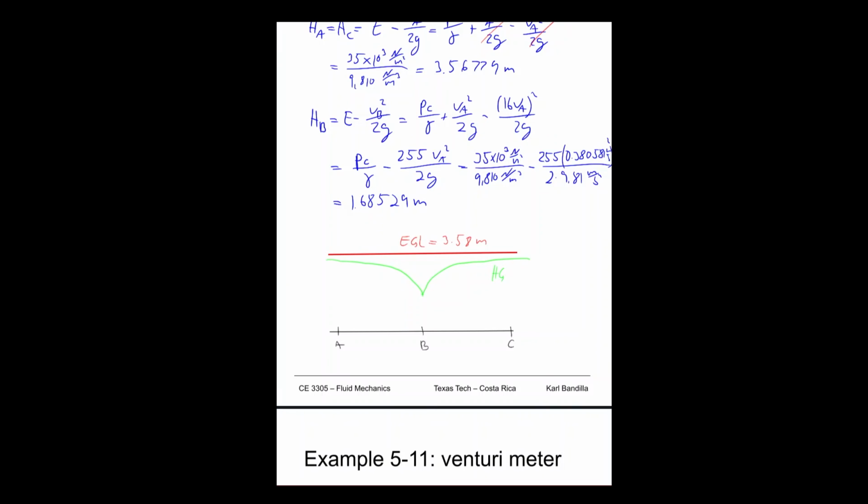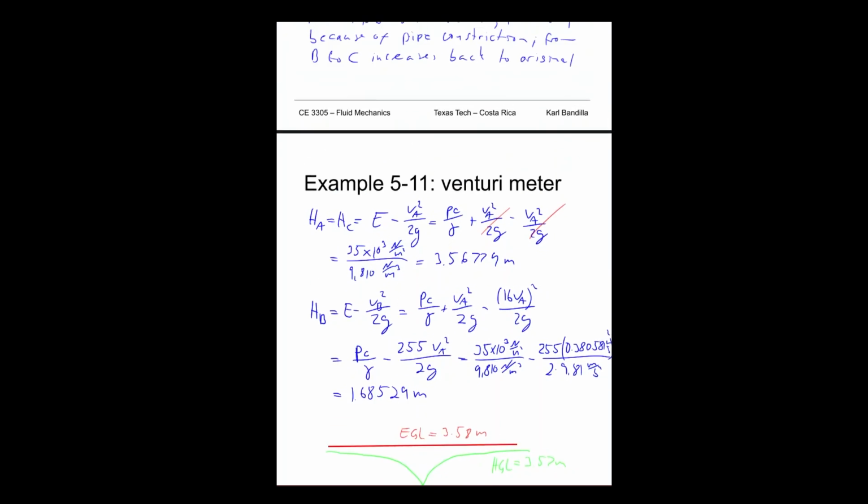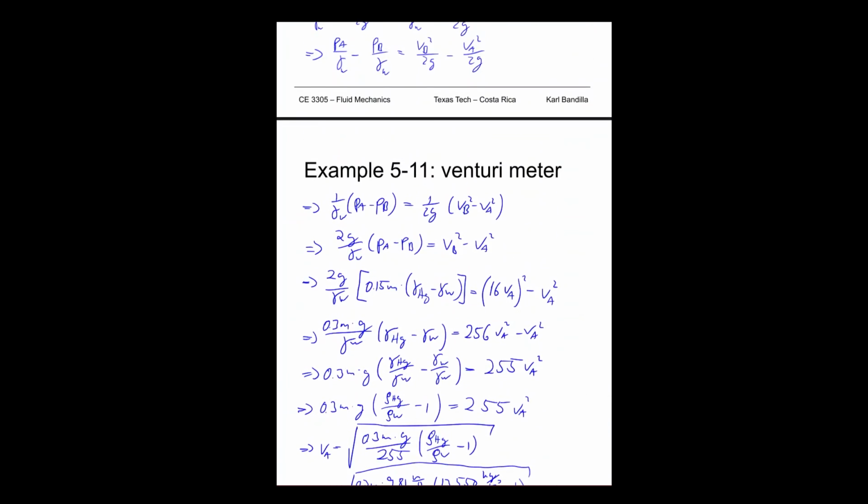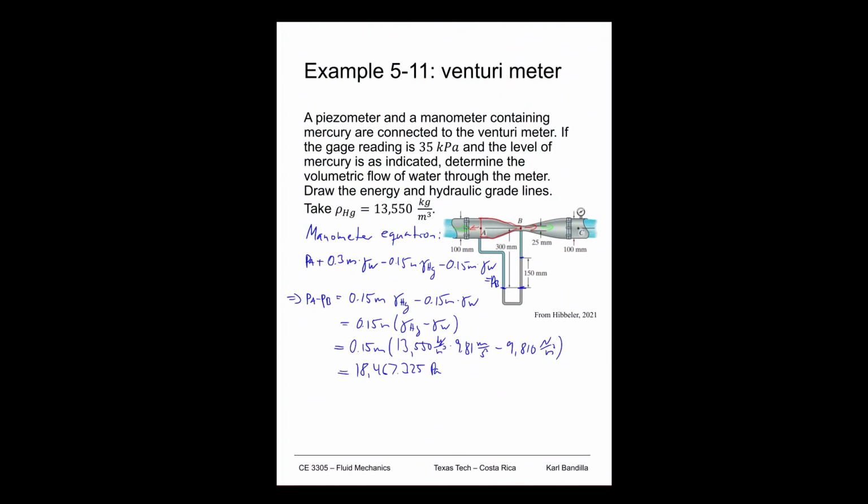We can say HGL over here is 3.57 meters, so almost the same as the energy grade line. And then in the middle of the venturi meter, the hydraulic grade line is at 1.68 meters. So somewhere around half of that. All right, so now we have our energy grade line, our hydraulic grade line, figured out what our flow rate is, our volumetric flow rate. And with that, I think we've answered all the questions.